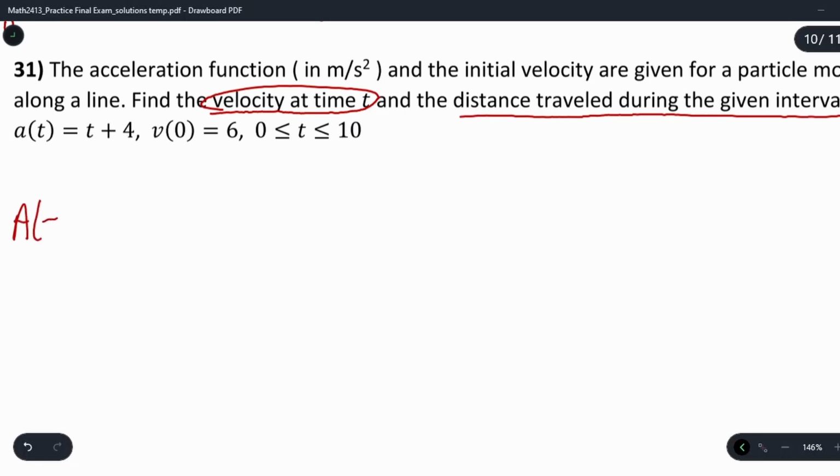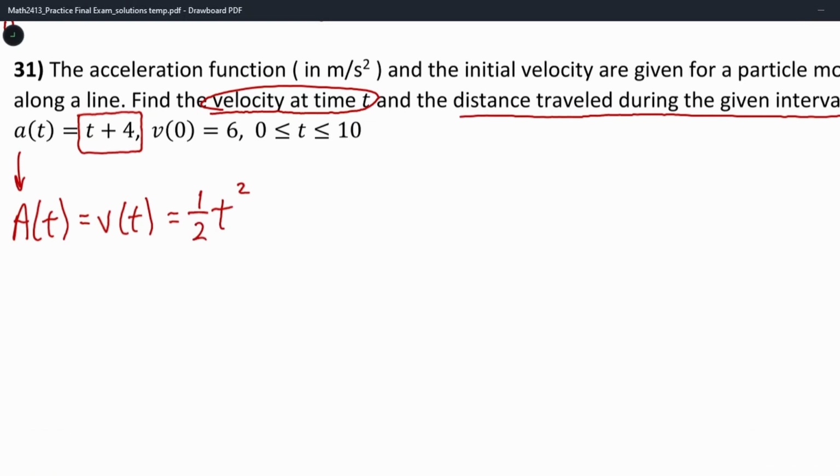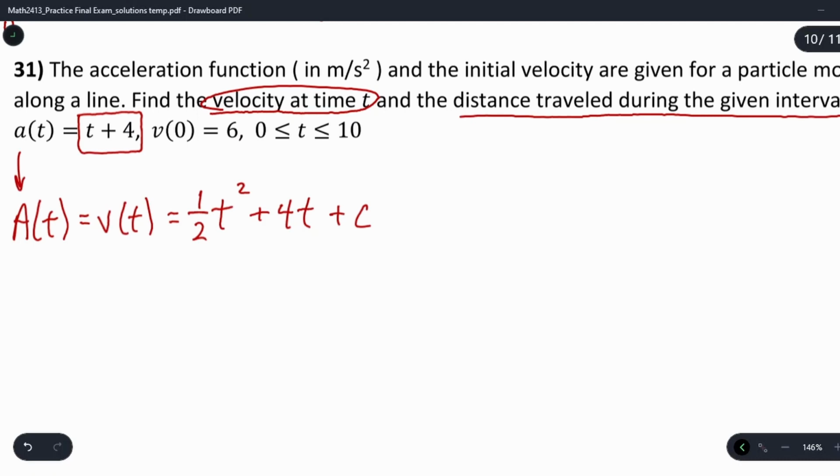So capital A of t, remember we use a capital letter to represent an antiderivative, that will equal our velocity function, and we need to do the antiderivative of t plus 4. So for the t term, we're going to add 1 to the power, and then divide the coefficient by the new exponent, 1/2 t squared, plus the constant just gets a t, and then we need a plus c, because this is a general antiderivative. We need to allow for any constant that may have been there.